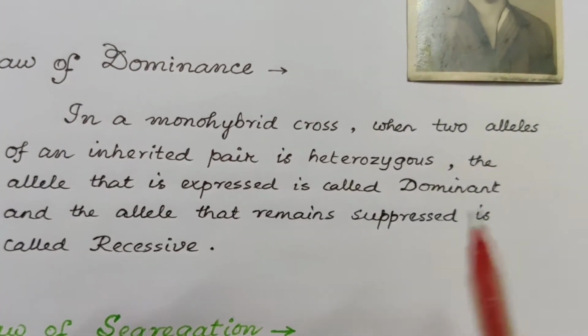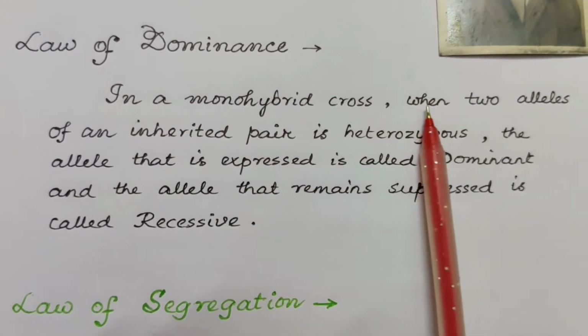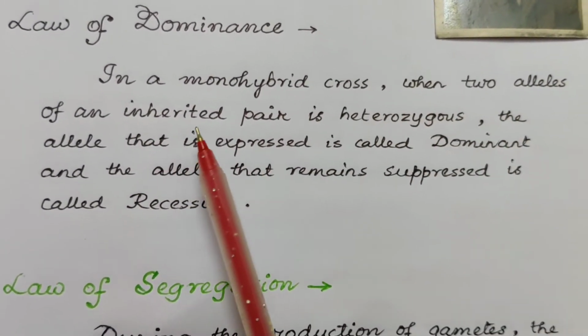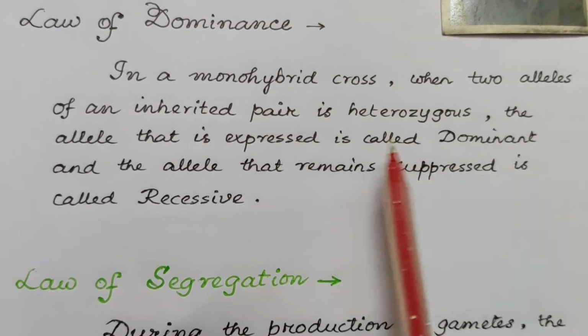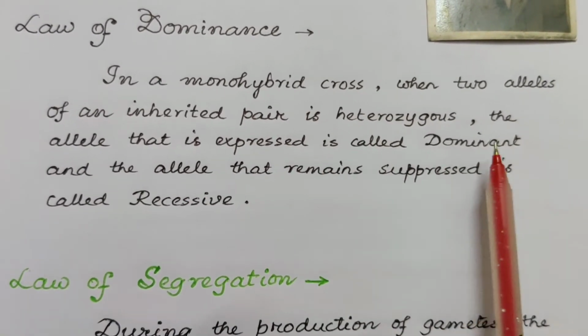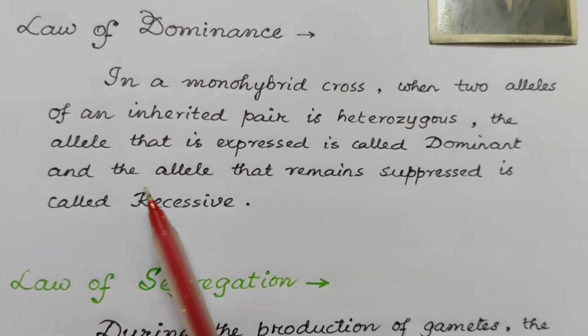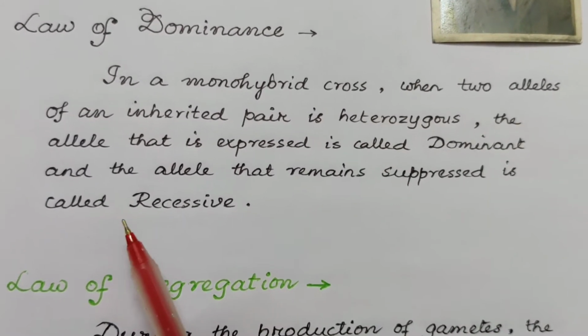The law of dominance states that in a monohybrid cross, when two alleles of an inherited pair are heterozygous, the allele that is expressed is called the dominant allele and the allele that remains suppressed is called the recessive allele.